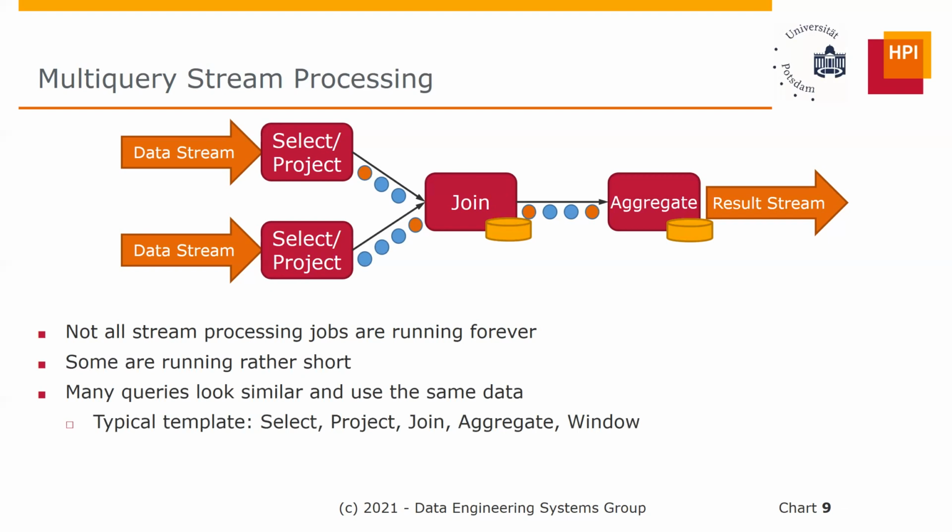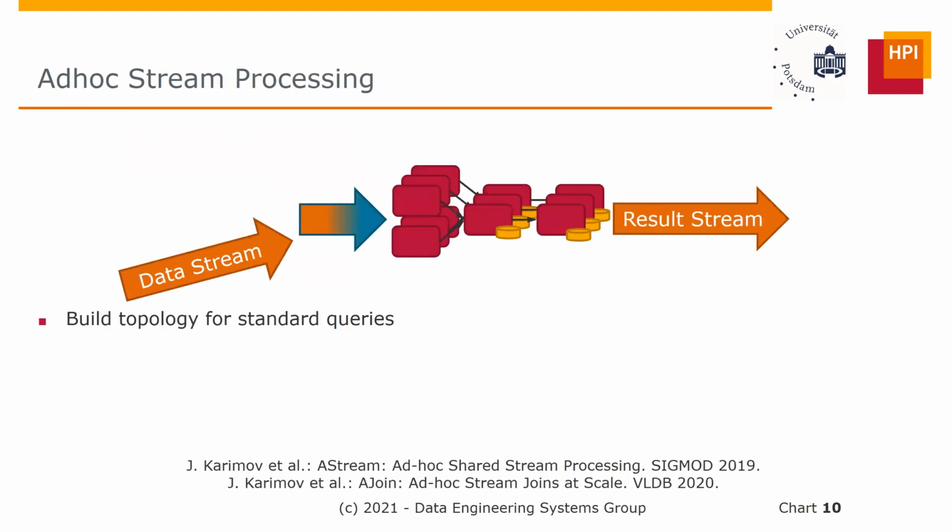At the same time, especially in monitoring, a lot of the queries look really similar. It's not like I'm doing a generalized mapper function here, but I really have a select, project, join, aggregate type of query, and all of them look more or less the same. So why don't we reuse this? This is another work that we did that was, I think, quite nice. The idea is that we do multi-query processing in a stream processor. So we build a topology for standard queries: select, project, join, window, aggregate.